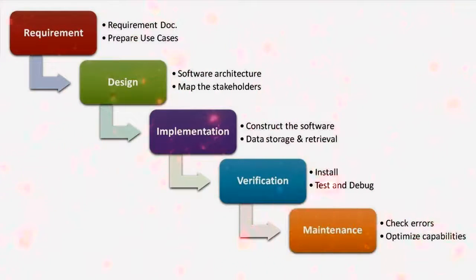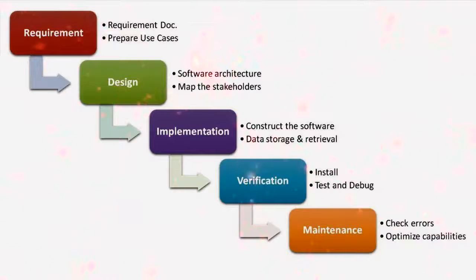SDLC waterfall model. The sequential phases in waterfall model are requirement gathering and analysis. All possible requirements of the system to be developed are captured in this phase and documented in a requirement specification document. System design. The requirement specifications from first phase are studied in this phase and the system design is prepared. This system design helps in specifying hardware and system requirements and helps in defining the overall system architecture.